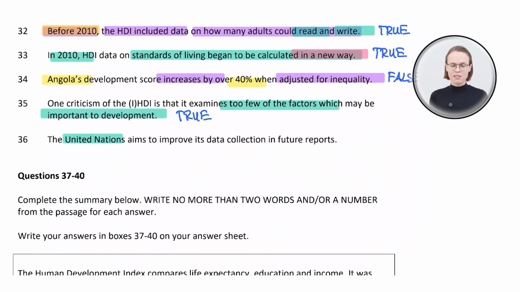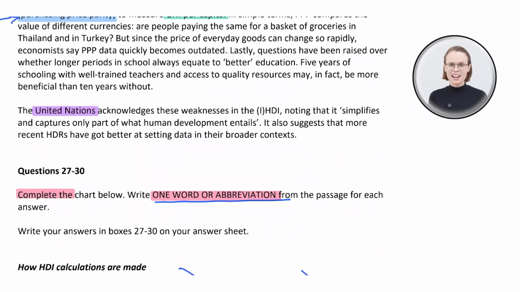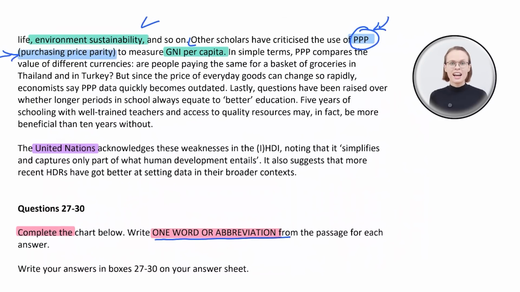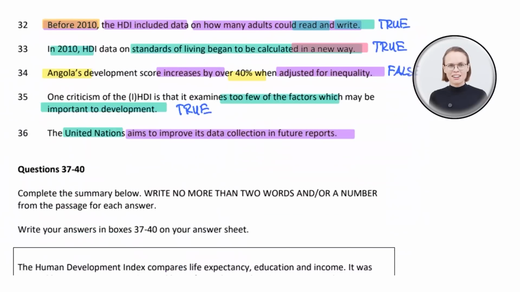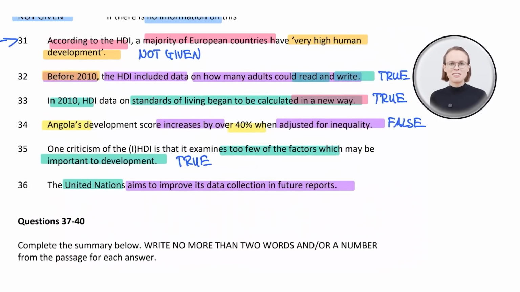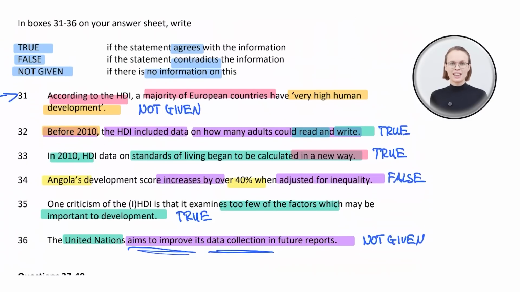And what does the statement say? It says the United Nations aims to improve its data collection in future reports. Does the paragraph talk about that? It only says that it also suggests that more recent HDRs have got better at setting data in their broader context. So they have improved at setting data, but it doesn't say that the United Nations aims to improve its data collection in future reports. This is not stated in the passage, and so the correct answer is not given. We are done with the true, false, not given questions.